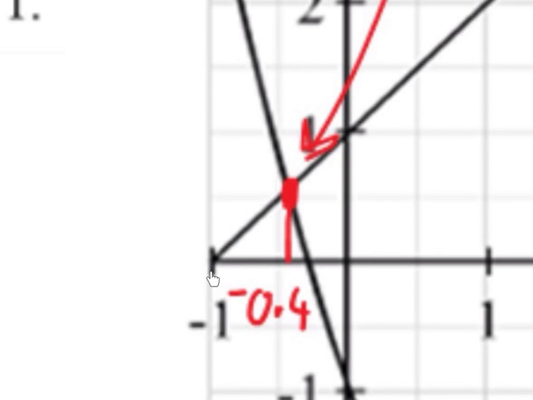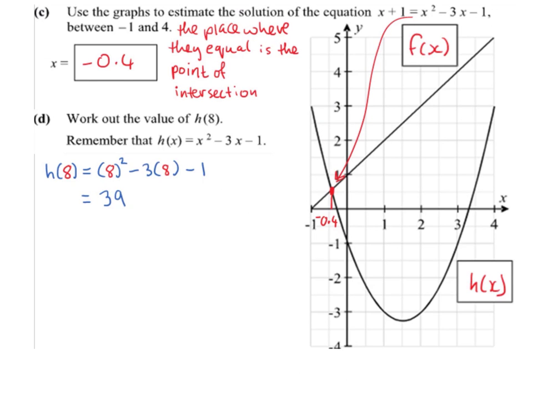Now, this point here is minus 1, this is 0, and this is 1. So we have 0, then we have minus 0.5, and we have minus 1. So if this is 0, and this is minus 0.5, then just before it is about minus 0.4. So I estimate that to be about minus 0.4 because just above it would be minus 0.5. So the place where they are equal is the point of intersection, so x is equal to minus 0.4. So that is the place where they cross over.